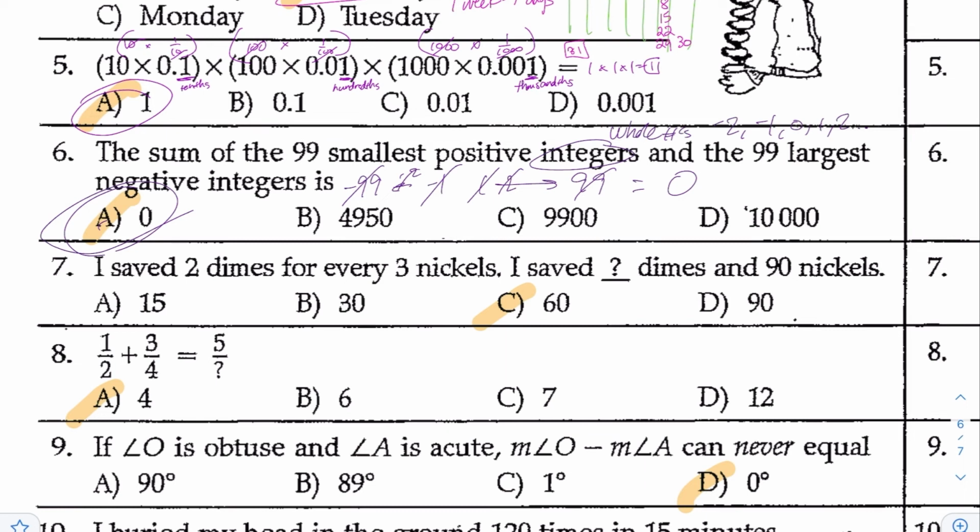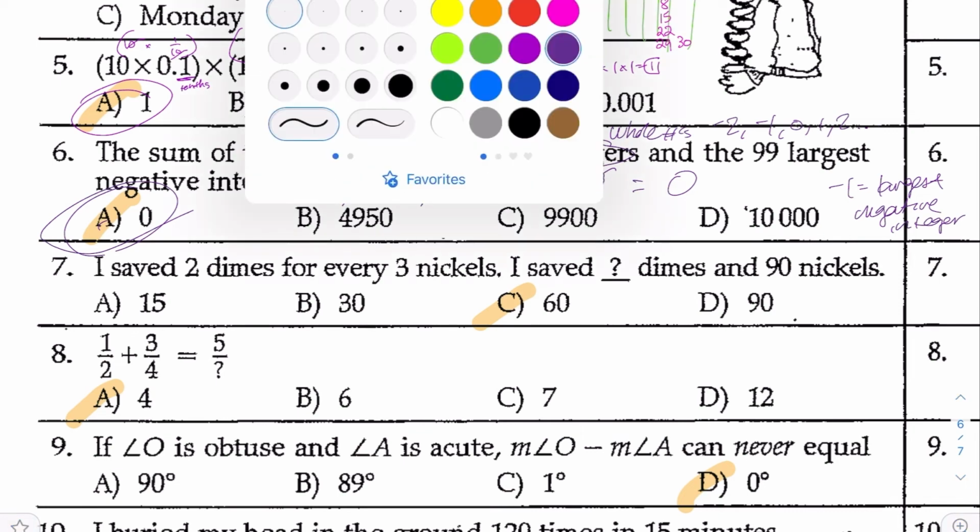So just be careful here. The largest negative integers are actually, the numbers themselves are kind of small because everything is the opposite. -1 is the largest negative integer. It's the closest to 0. -1,000,000 is really small.